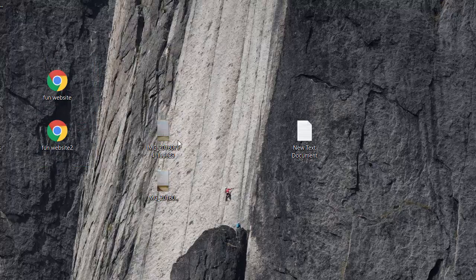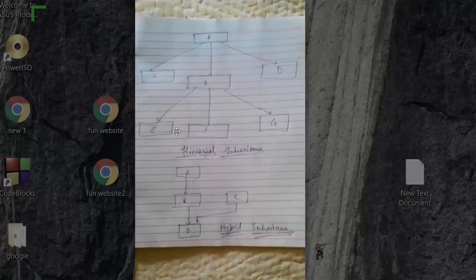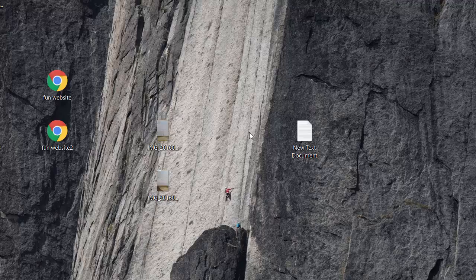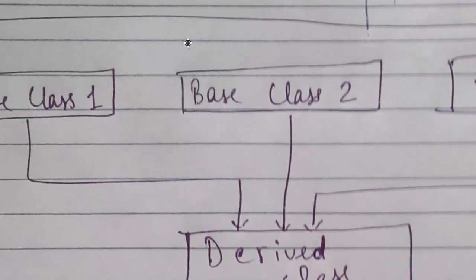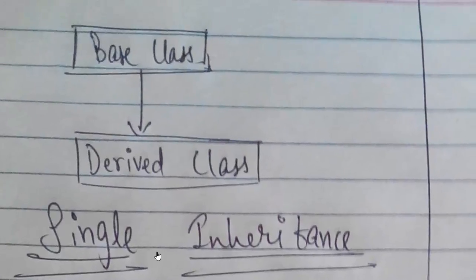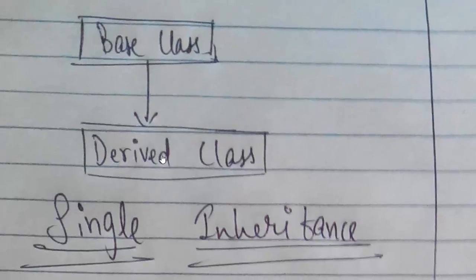Alright, so now let's quickly open up these images, and this is not the correct one. Alright, so the first type of inheritance that we talked about is, here it is, the single inheritance. Now the single inheritance is just inheriting from one base class to another derived class. So you inherit from one class to another class that we did in the last tutorial.